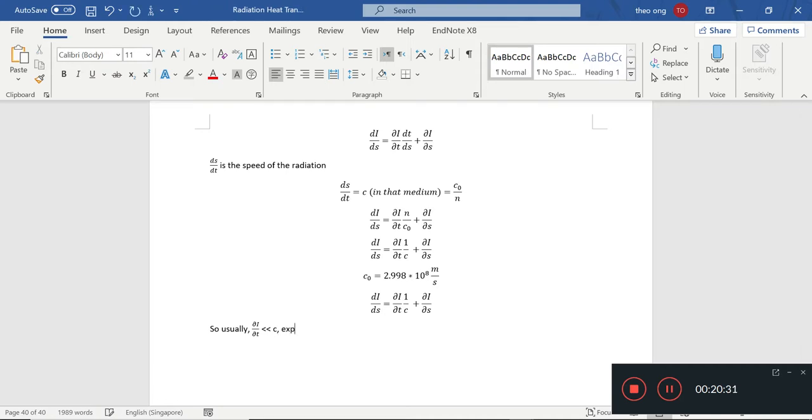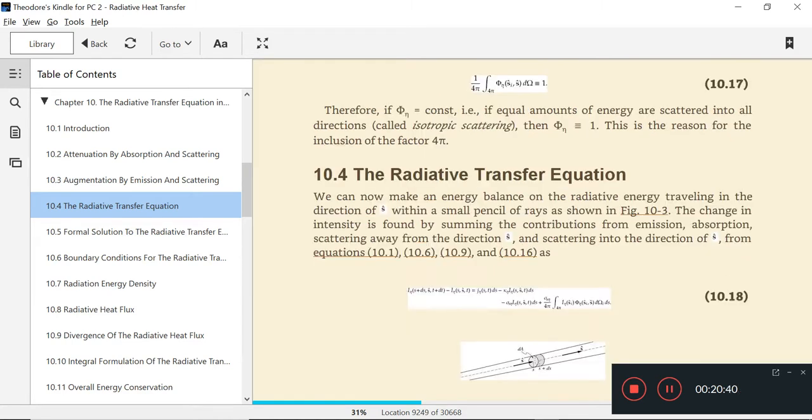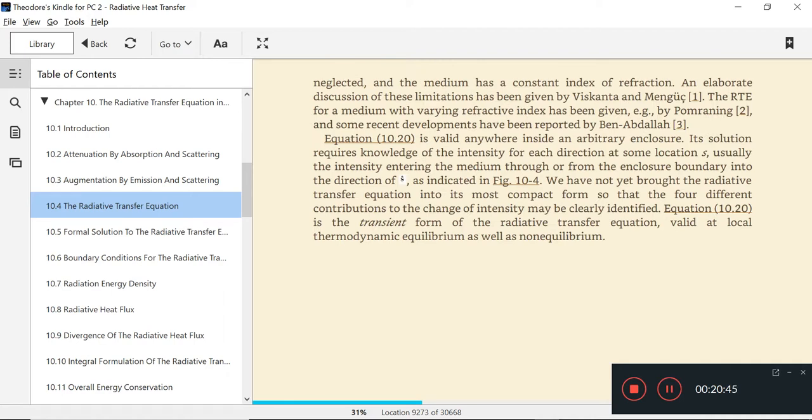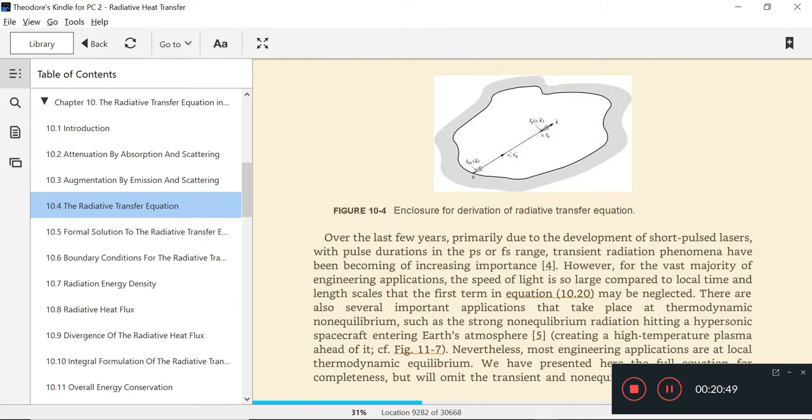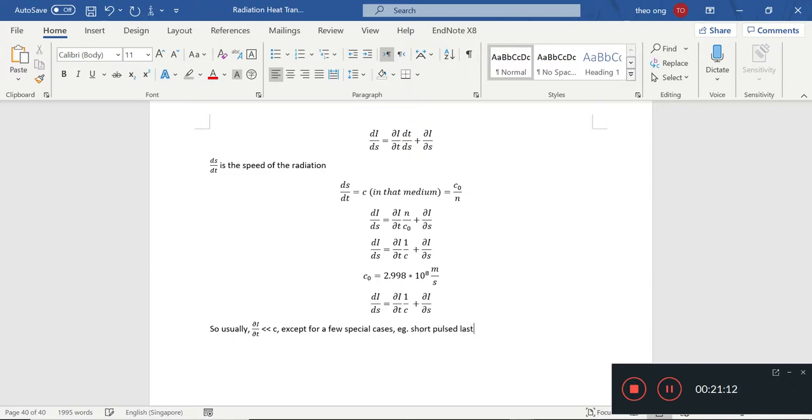So except for a few special cases, let's see whether it has this case. What is the simplification? Over the last few years, primarily due to the development of short pulse lasers with pulse durations in the picosecond and femtosecond range, transient radiation phenomena has been becoming of increasing importance. So these are short pulse lasers with picosecond or femtosecond transients. These have very fast dI/dt that you can't ignore anymore. Otherwise, however this signal changes, c is so big that it just disappears. It's very negligible.